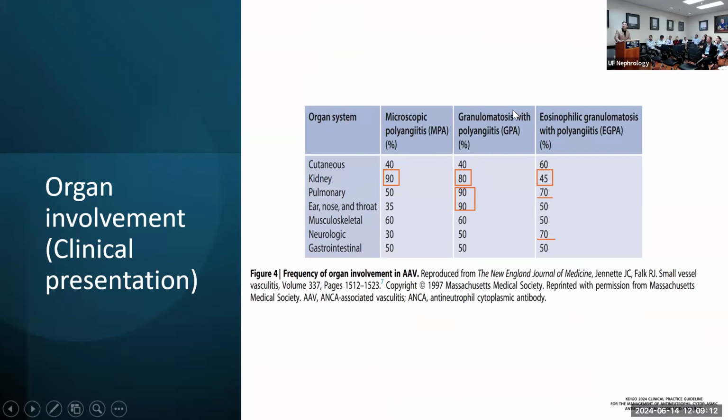And then EGPA, about 45% of patients present with a kidney problem, also mostly with pulmonary and neurologic involvement. It's a multi-organ system disease.